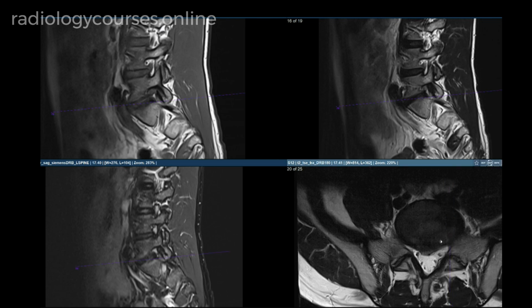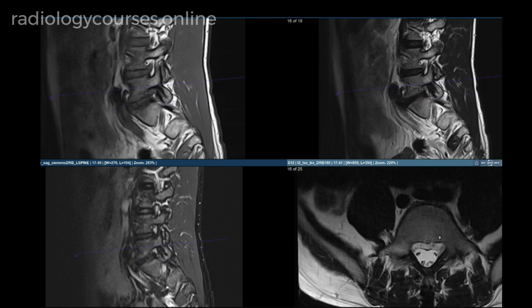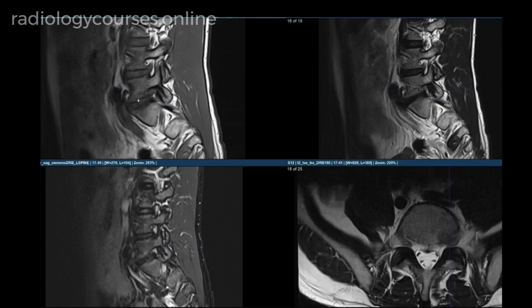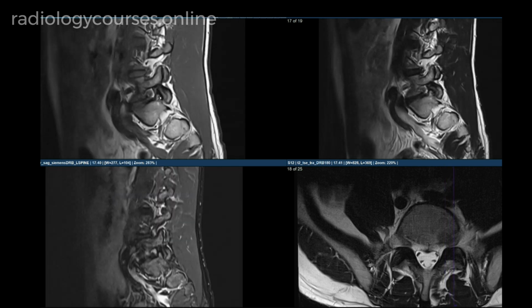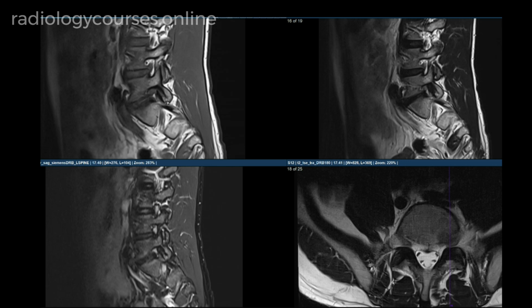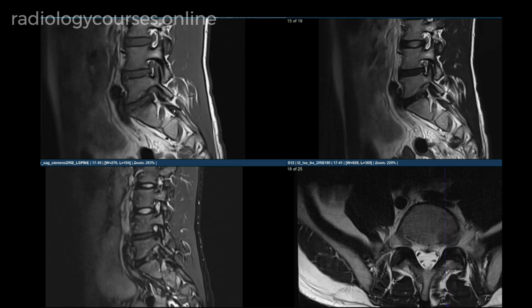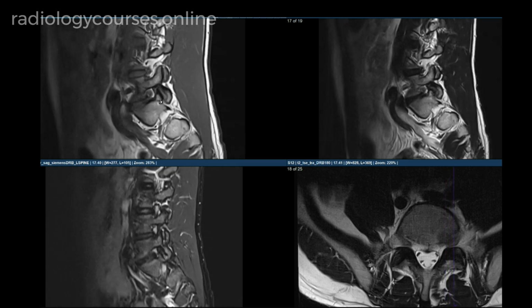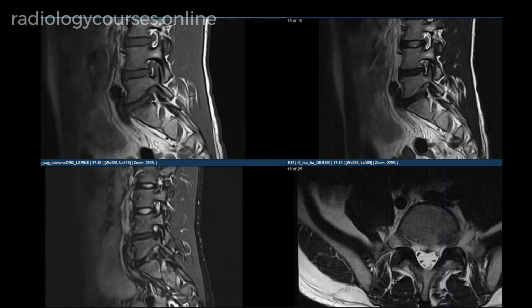We can correlate then with the axial to assess the degree of impingement, but the primary sequence which I use is the sagittal T1 sequence to assess the degree of impingement of the exiting nerves. In summary, in this case, there is mild impingement on the exiting left L5 nerve due to disc bulge.